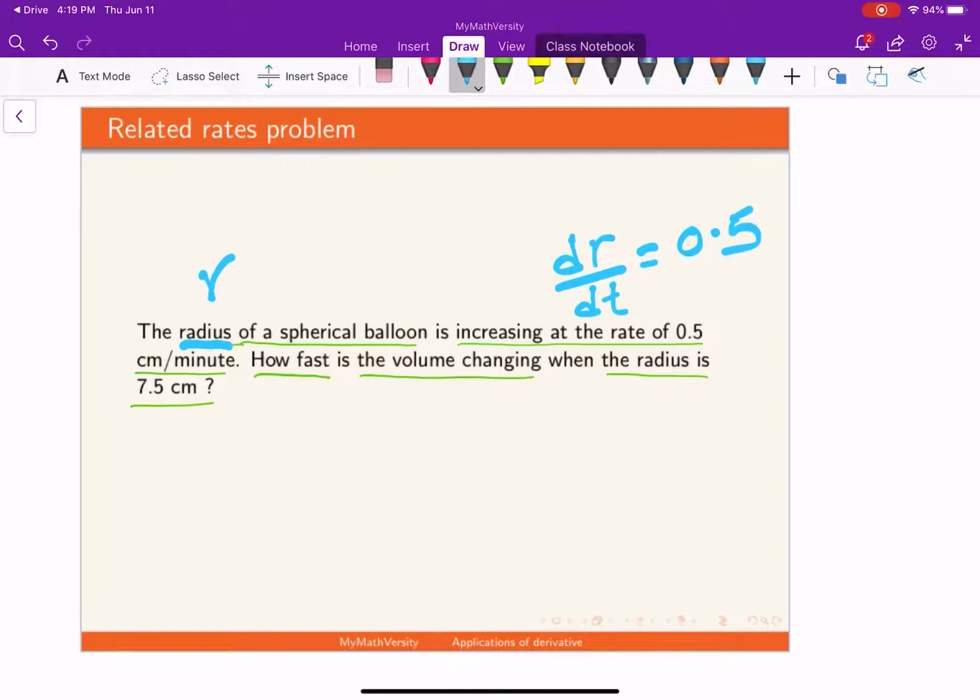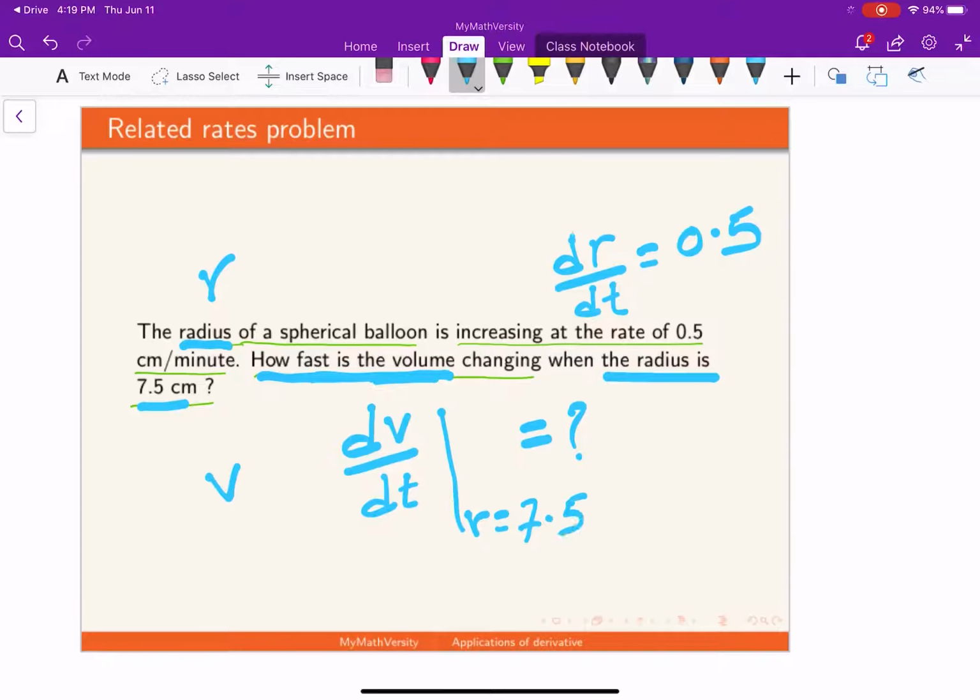Let's look at the second sentence. It says how fast, so something to do with the rate. How fast is the volume changing? We need to find out how fast the volume is changing. That means if v is the volume, then the derivative of v with respect to t is what we need to figure out when the radius is 7.5. So we need to figure out what this is equal to when r is equal to 7.5.